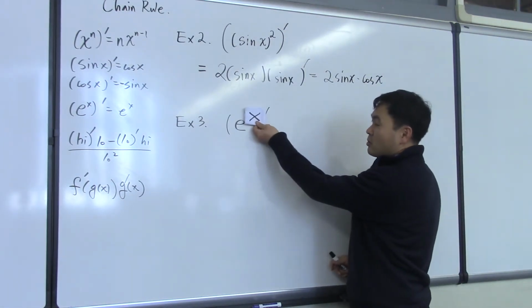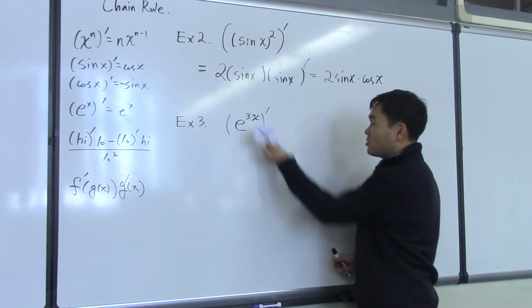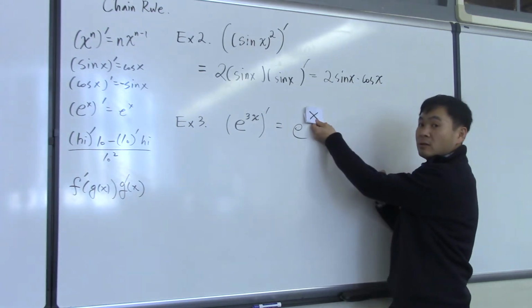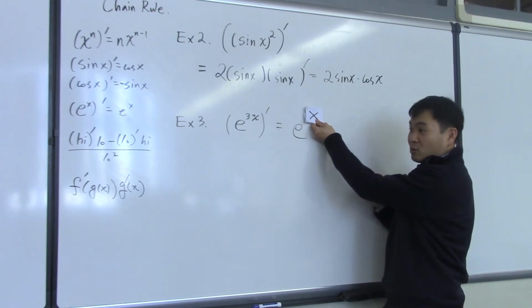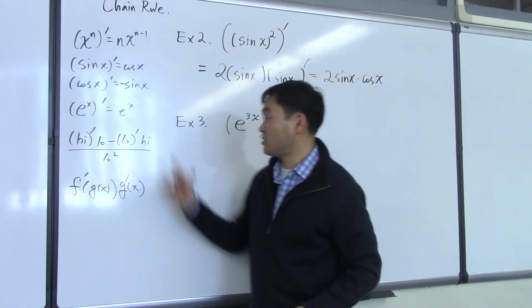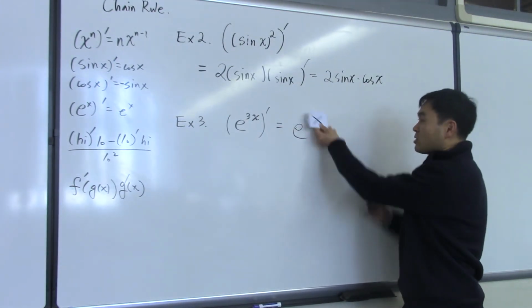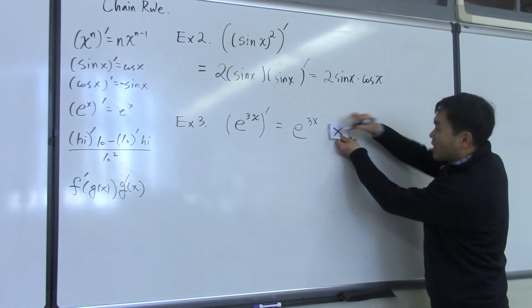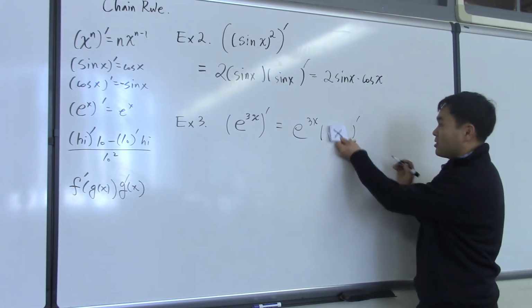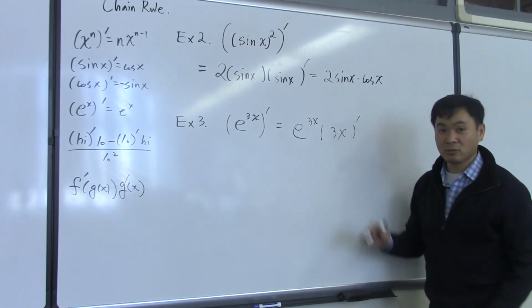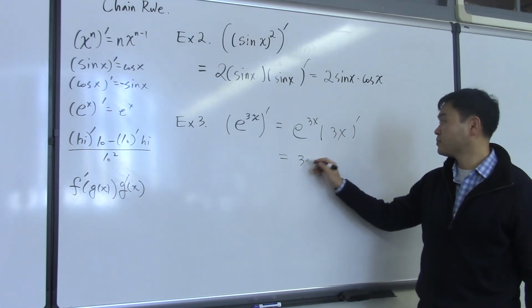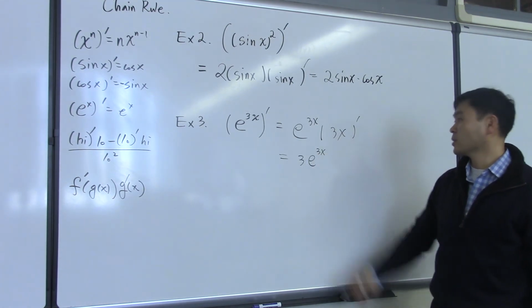Okay? So e to the x is the outside function. What do you get if you differentiate e to the x? E to the x, the derivative of e to the x is still e to the x, right? So you still get e to the 3x, but then that x has to be pulled out and differentiated. So this 3x has to be differentiated. What's the derivative of 3x? 3. That's how you do it.